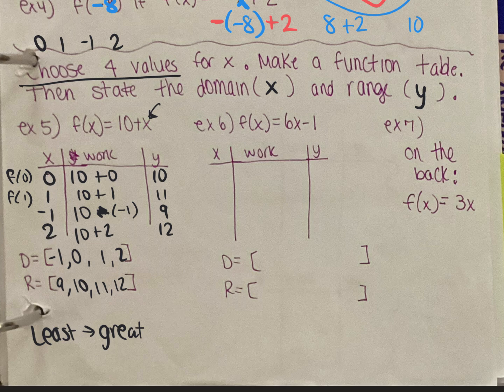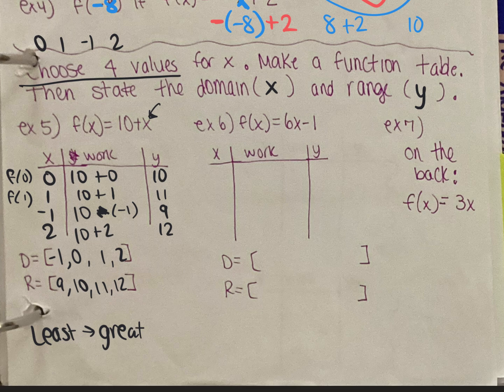We did that. Make a function table. We did that. State the domain. There's the domain numbers, which are my x numbers. State the range. Those are my y answers. And they're least to greatest.